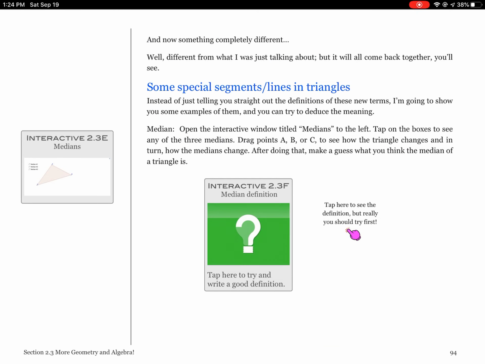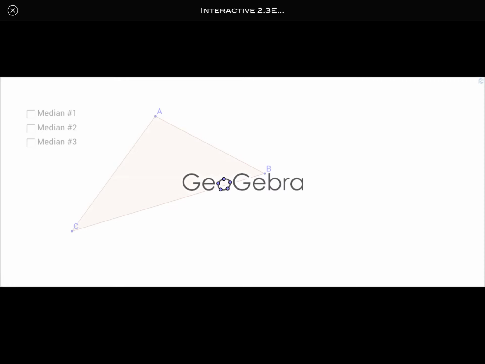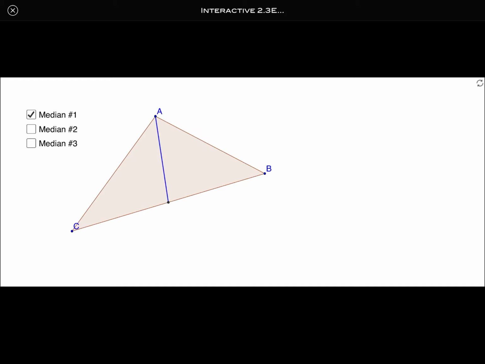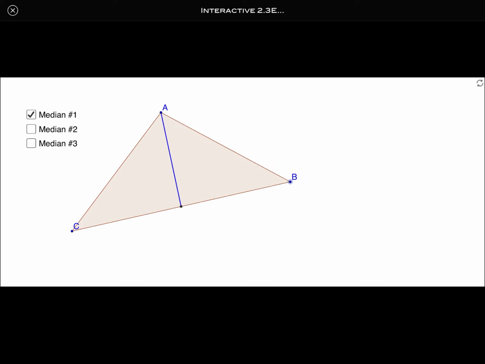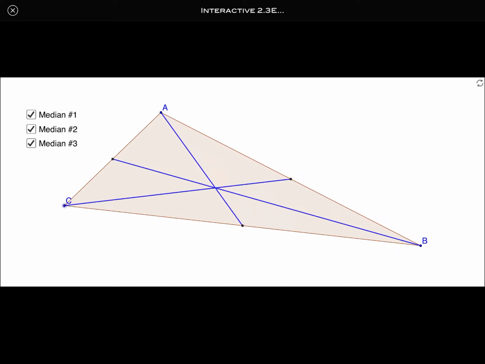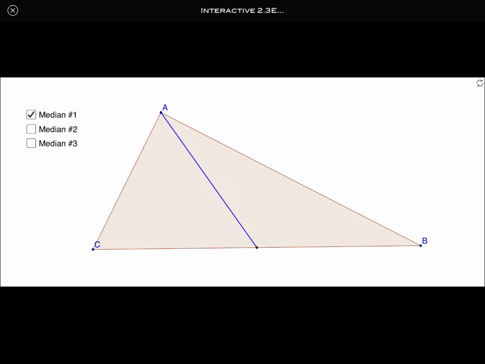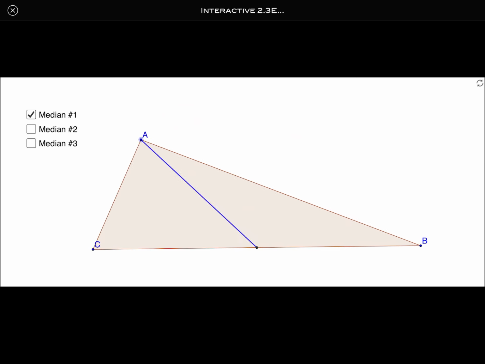So here's page 94 in the book, and the interactive on the left is the medians interactive. When it loads, you can just click on one median and it will show you that first median. Play around with points A, B, and C and try to figure out what is a median. Add the others if you want to, and you can see what happens when we have 3 medians. But I like to just keep one and try to figure out what's going on with that one.